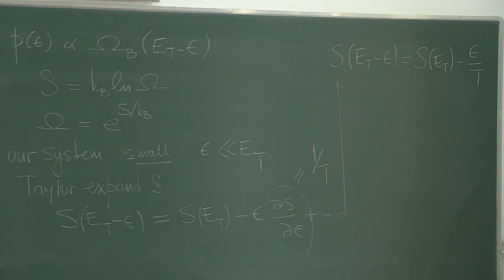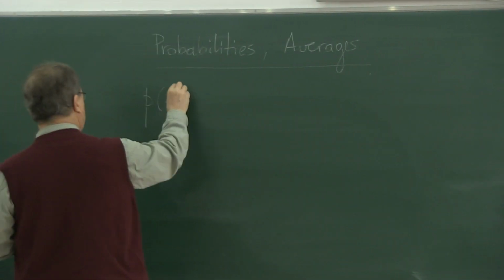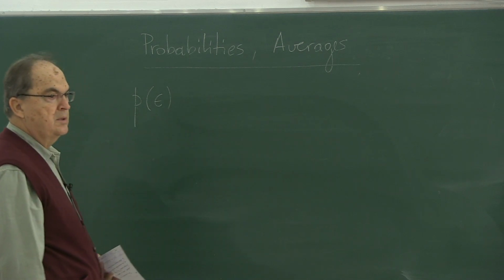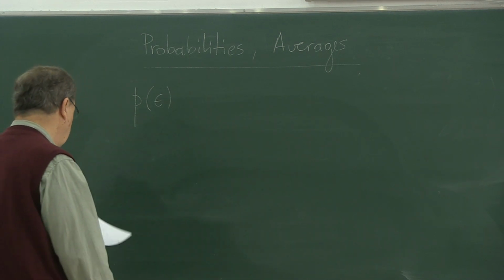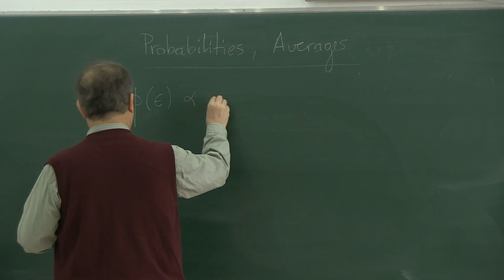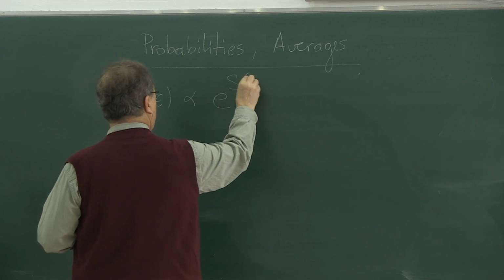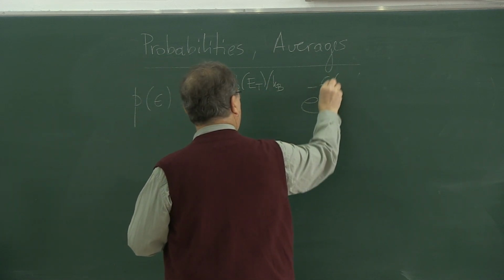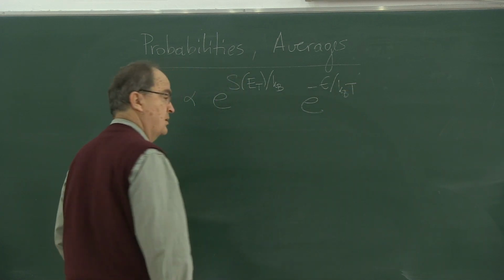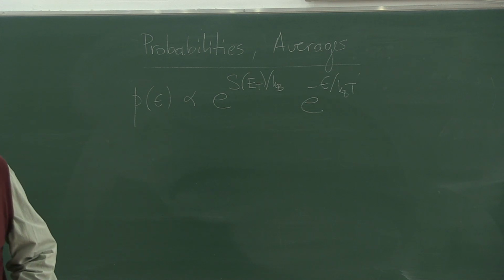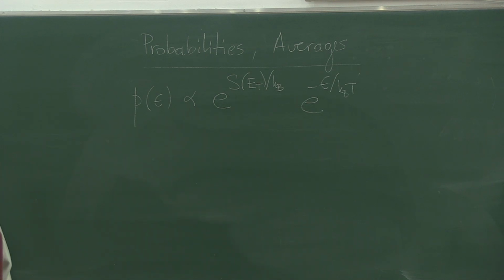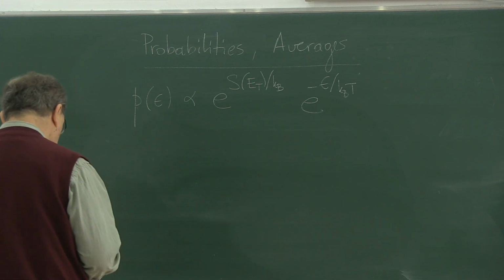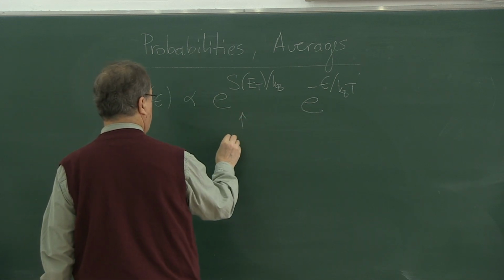Let's write it here. The probability then of finding the subsystem in a microstate with energy epsilon is going to be proportional to e to the S(E_T) over k_B times e to the minus epsilon over k_B T. Isn't it? The second term in the expansion is epsilon over T. Epsilon is energy, of course. Well, this is simply a constant, isn't it?